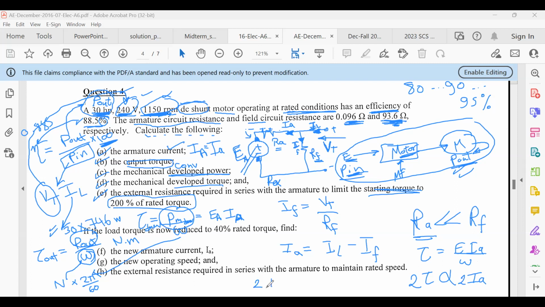So 2 times IA equals VT minus E, which is 0, over RA plus R external. This is the equation of the starting.